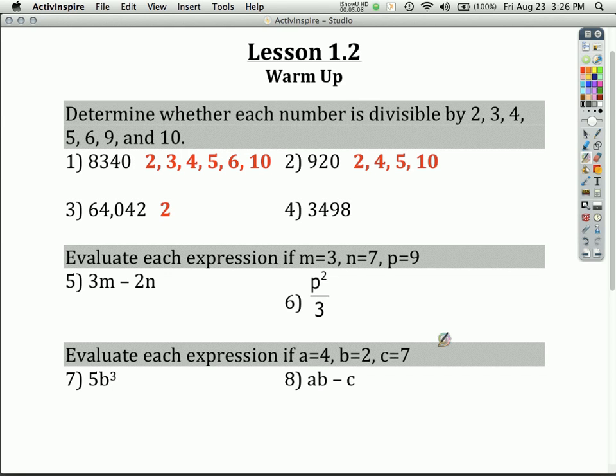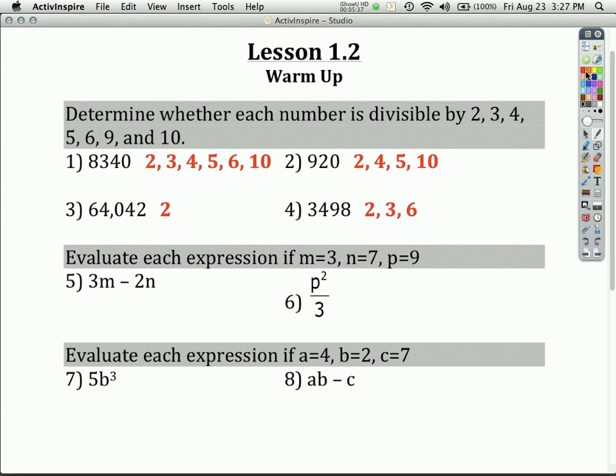Number 4. What's 3,498 divisible by? We'll start with Caesar. Caesar, Garion, and then we will go to Mia. 2, 3, and 6. You agree? What do you think, Mia? Yeah, it's divisible by 2, 3, and 6. Very good.